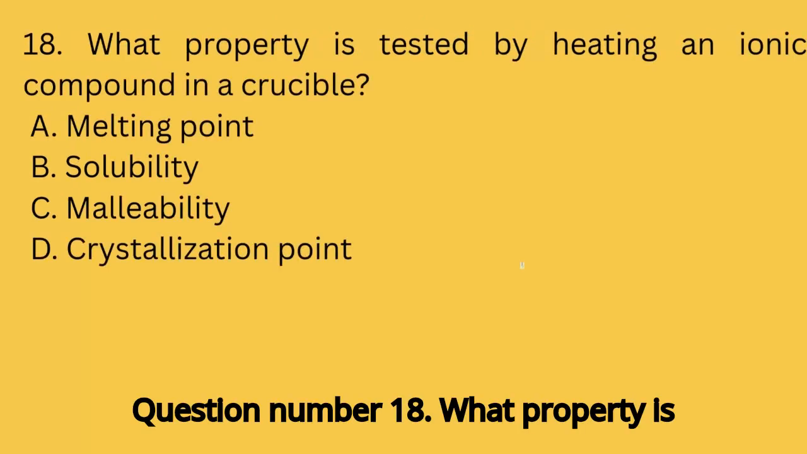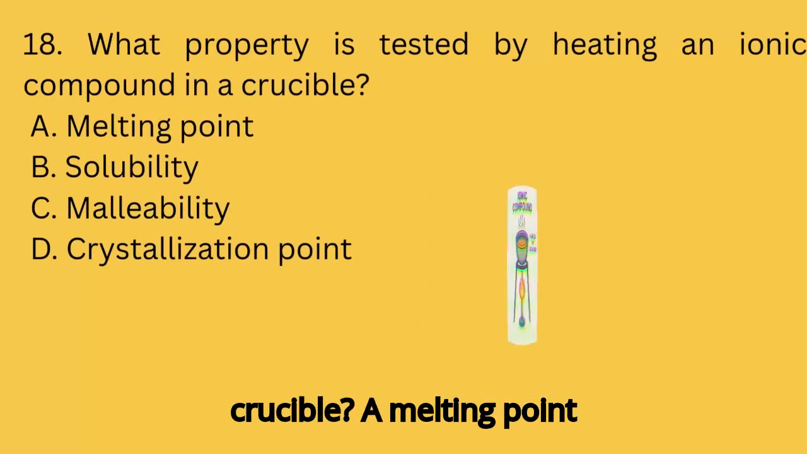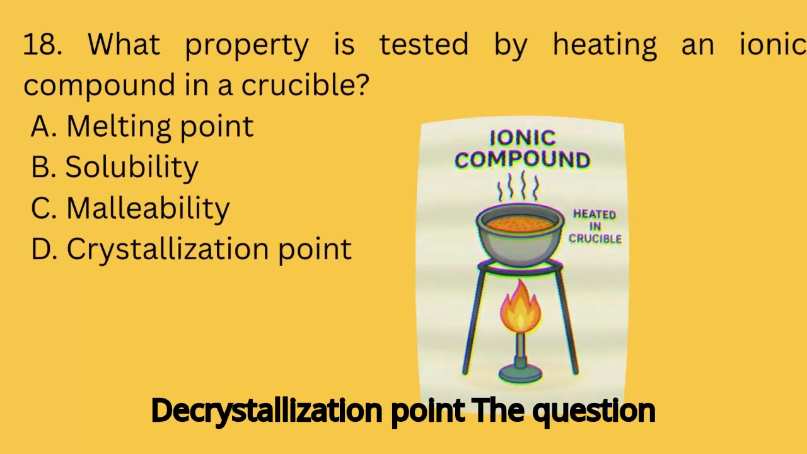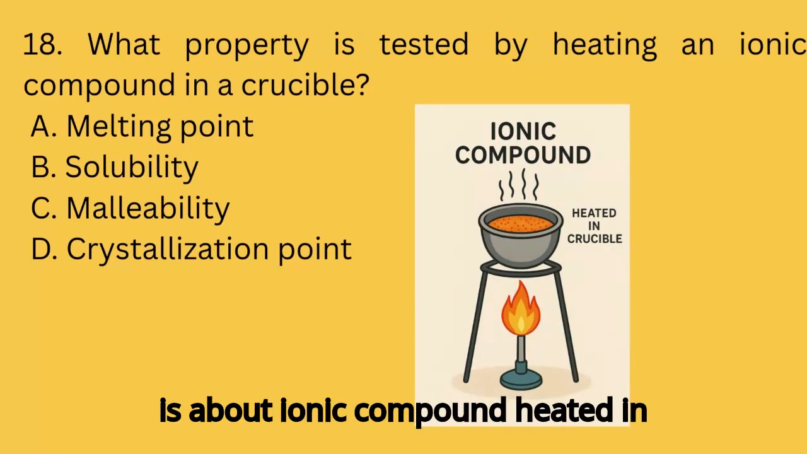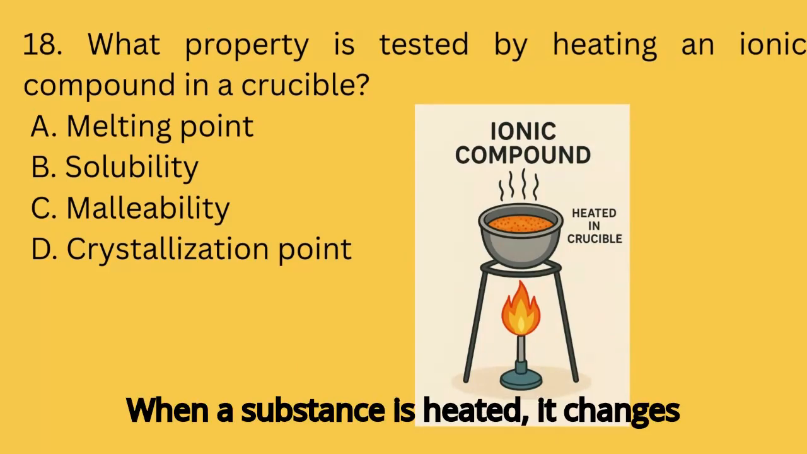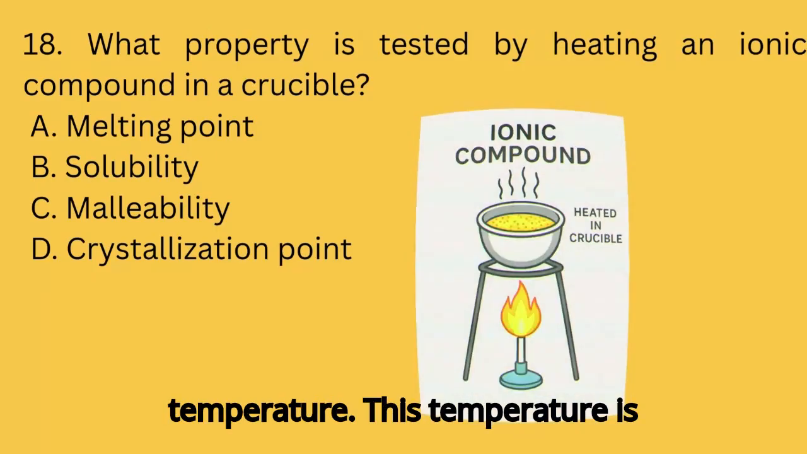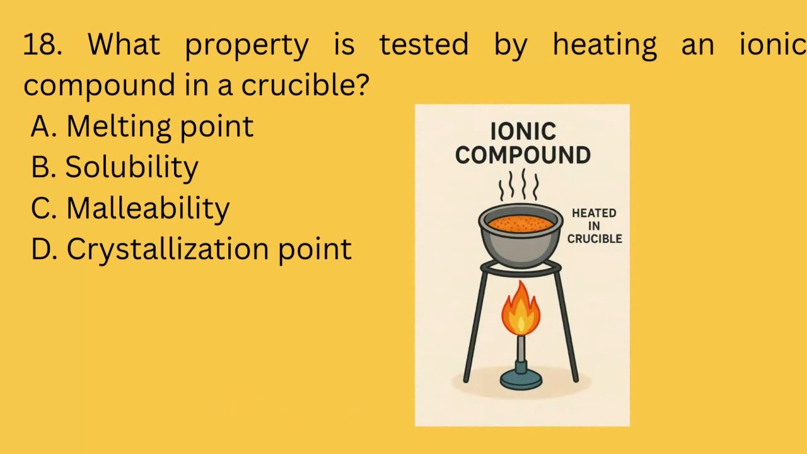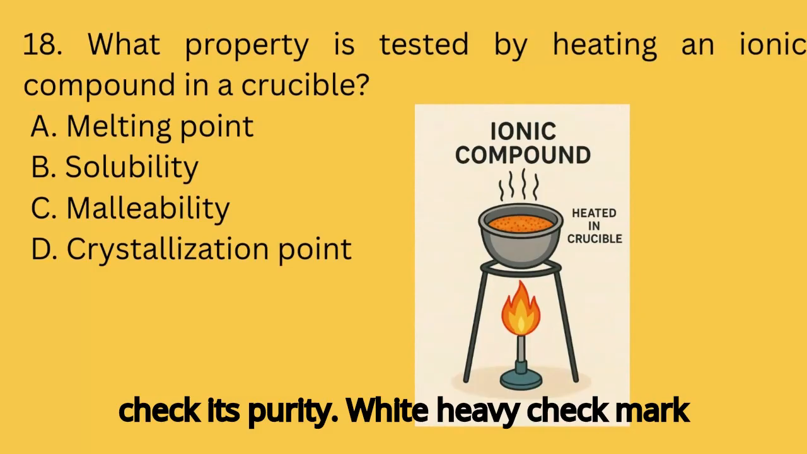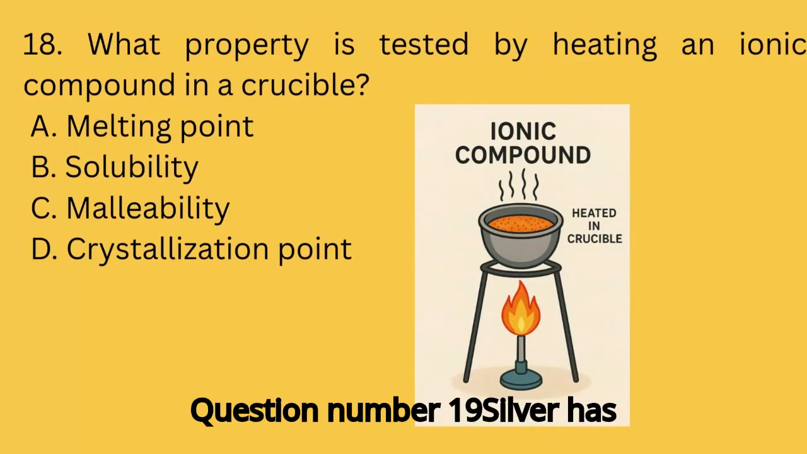Question number 18. What property is tested by heating an ionic compound in a crucible? A. Melting point. B. Solubility. C. Molubility. D. Crystallization point. The question is about an ionic compound heated in a crucible. Explanation: When a substance is heated, it changes from a solid to a liquid at a specific temperature. This temperature is known as the melting point. Measuring the melting point is a common way to help identify a substance and check its purity. Answer: A, melting point.